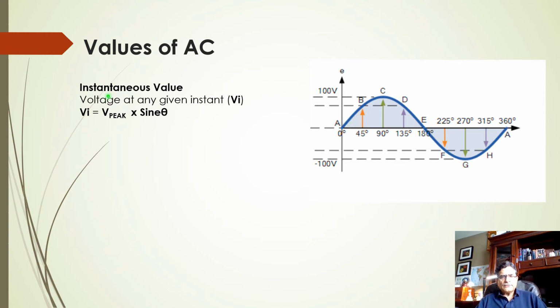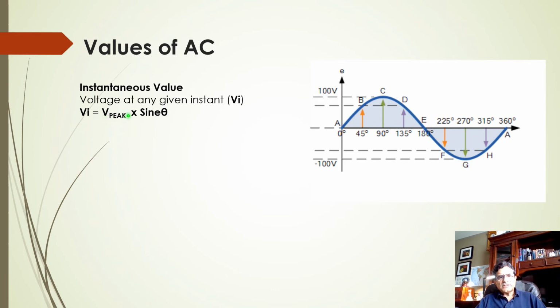So the first value that was designed by the scientists is called instantaneous value. Instantaneous means at that moment. And it is shown by V for voltage, i for instantaneous. So Vi is equal to the peak value. Now what is the peak value here? The value at C or the value at G, which is in our case 100 volts.